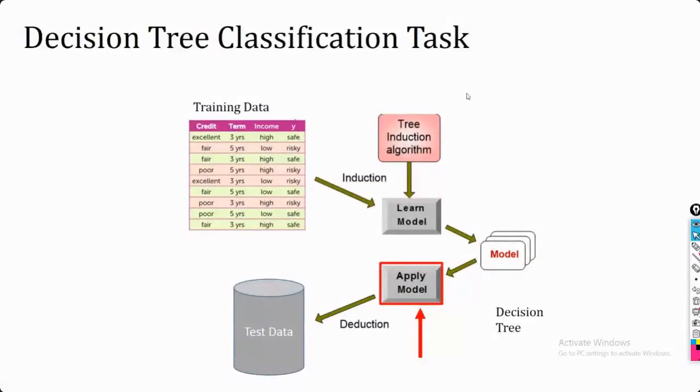Just to summarize this part, in case of a decision tree, you are having these sets of instances. This is your training instances, like your credit, term, income, and in total I think we are having 9 instances.